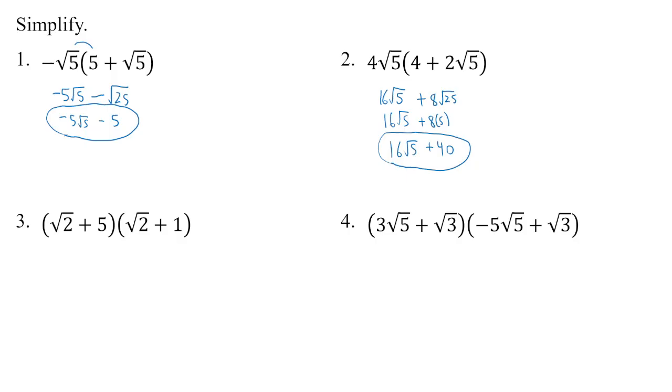Now, number 3, you have two binomials. So, we can apply the FOIL method. Square root of 2 times square root of 2 equals the square root of 4. Square root of 2 times 1 is the square root of 2. 5 times the square root of 2 is 5 times the square root of 2. And 5 times 1 is 5. Now you can take the square root of 4, which is 2. We're going to bring the rest down.